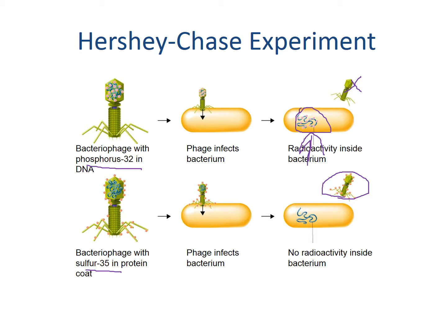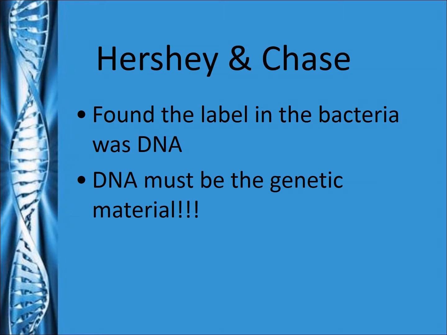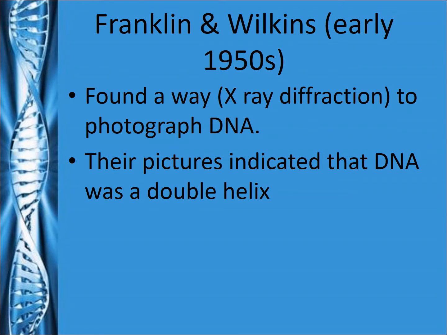And this was determined to be the definitive answer. This is where all that research stopped. We now know DNA is in fact the genetic material. When they found the label inside the bacteria with the DNA having been labeled, they concluded that DNA must be the genetic material. At this point, any controversy over whether it was DNA or protein that was the genetic material stopped, because this was definitive proof. DNA is the genetic material.